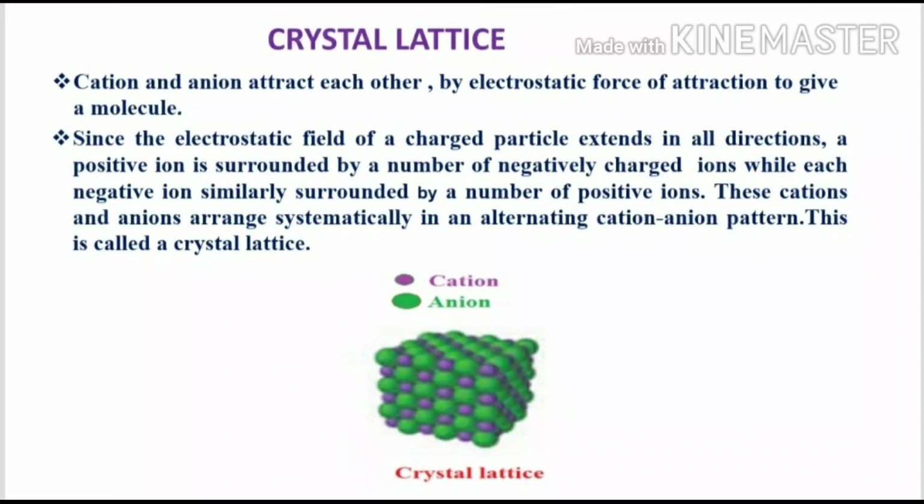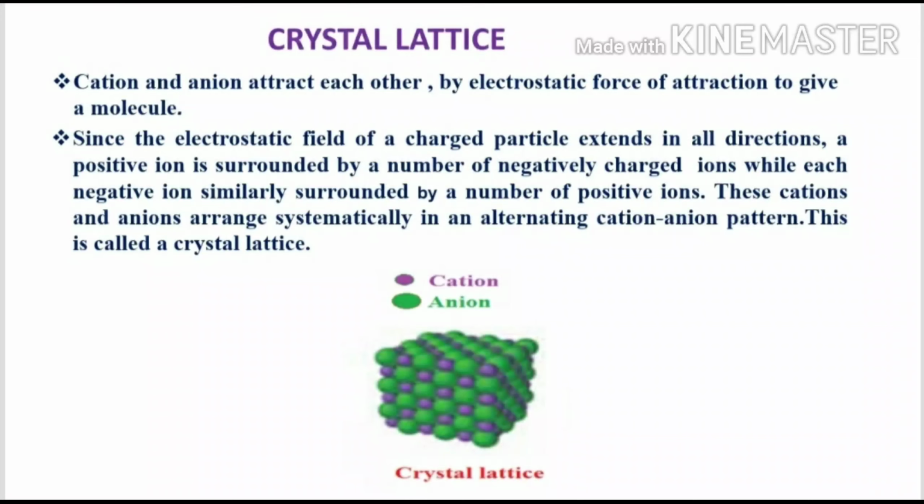Now we see what a crystal lattice is. The crystal lattice is formed by cations and anions. The cation and the anion are oppositely charged, so they have an electrostatic attraction between them. When a positively charged ion is there, it attracts negative ions, so the positive ions are surrounded by negative ions. In the same way, negative ions attract positive ions, so the negative ions are also surrounded by positive ions.